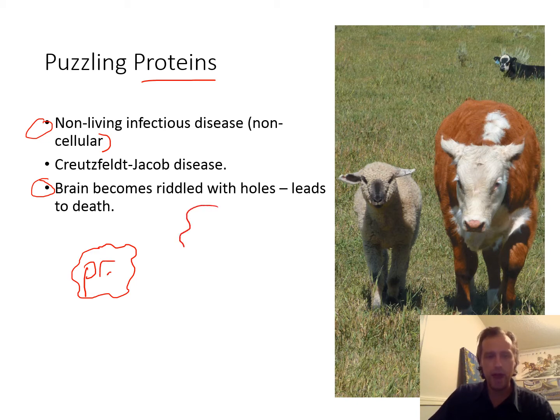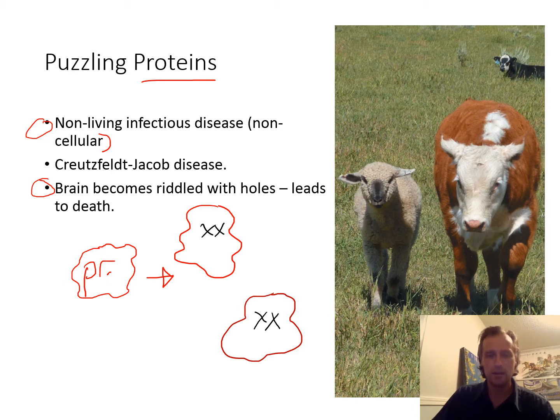And what they eventually learned is that this infectious protein interacts with other proteins and causes them to become basically disease-causing proteins themselves, and then those proteins go to interact with other proteins and cause them to become disease-causing proteins as well. It's just a cascade of increasing the amount of these disease-causing proteins, which eventually leads to holes developing in the brain.